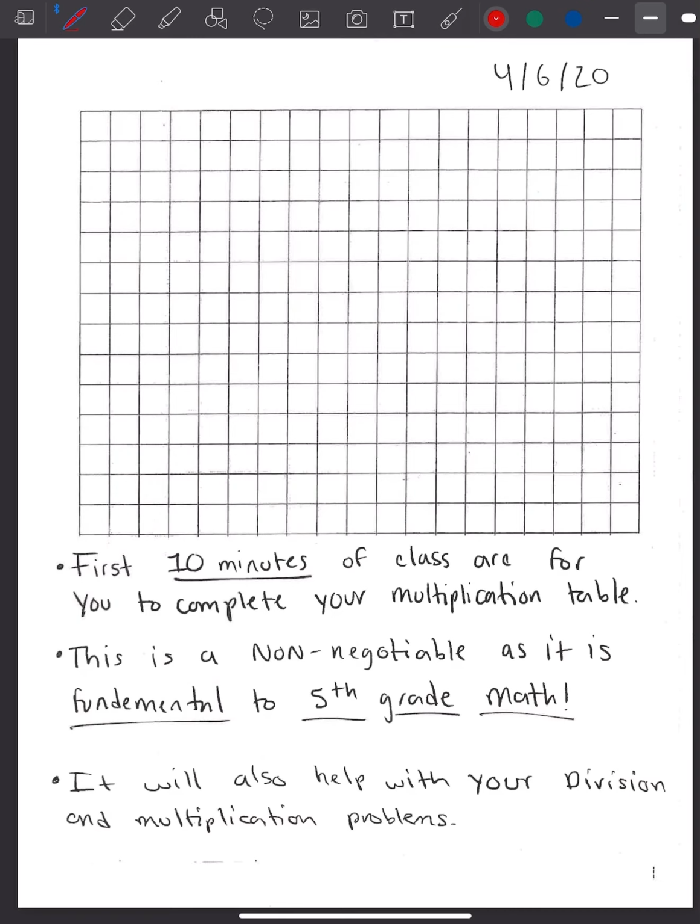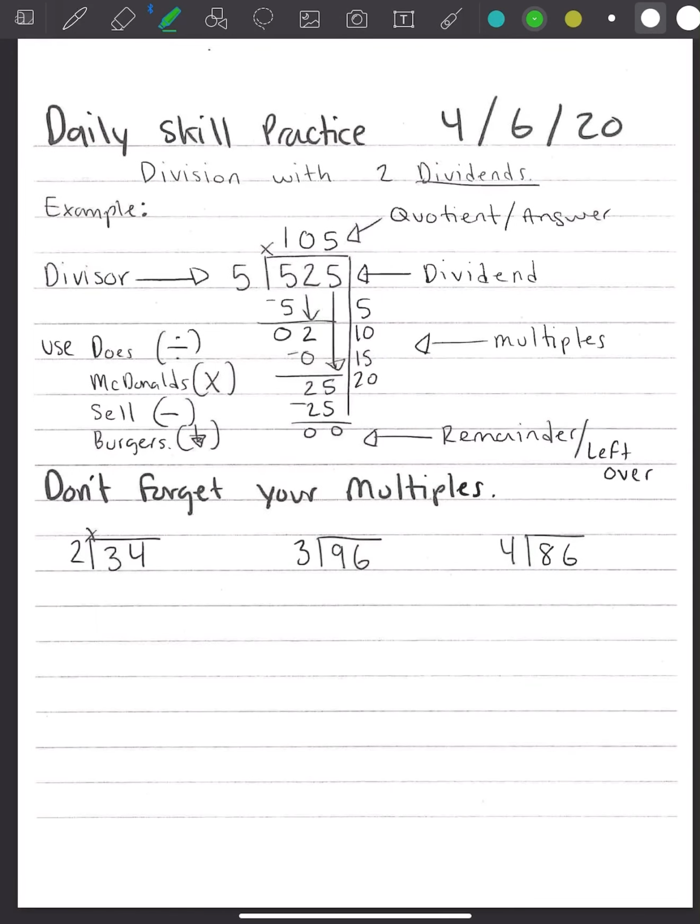As you already know, the first 10 minutes of class, you have to do your multiplication table, guys. Very crucial that you do. Then after that, you have your daily skill practice. It has the date, that way you know which one you have to do. This week we start with division, guys.